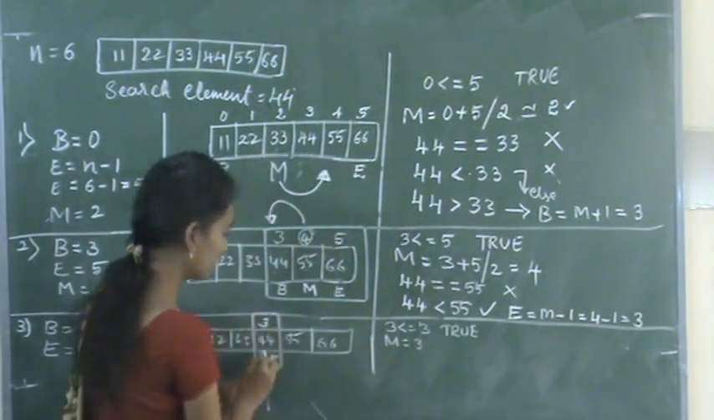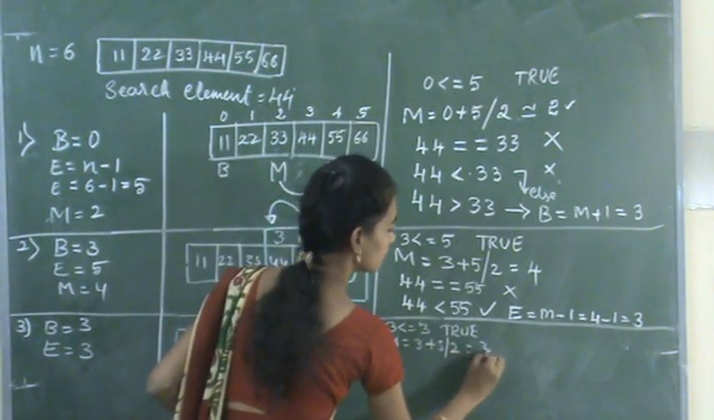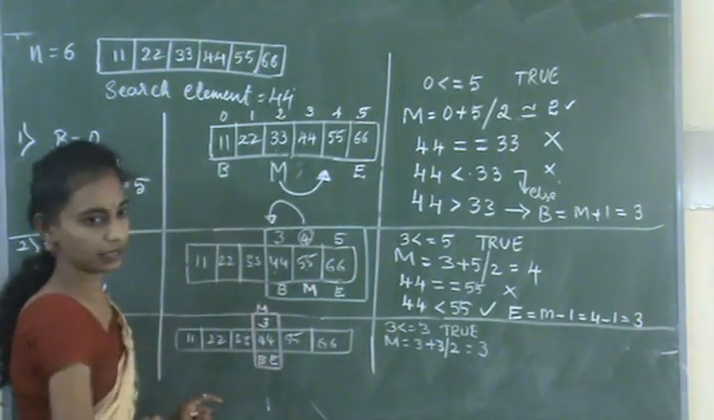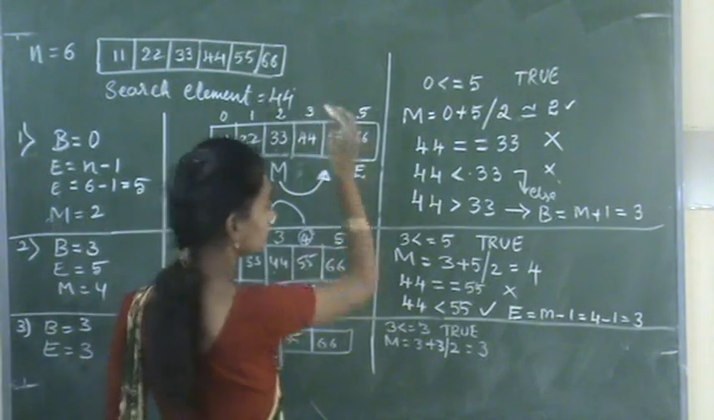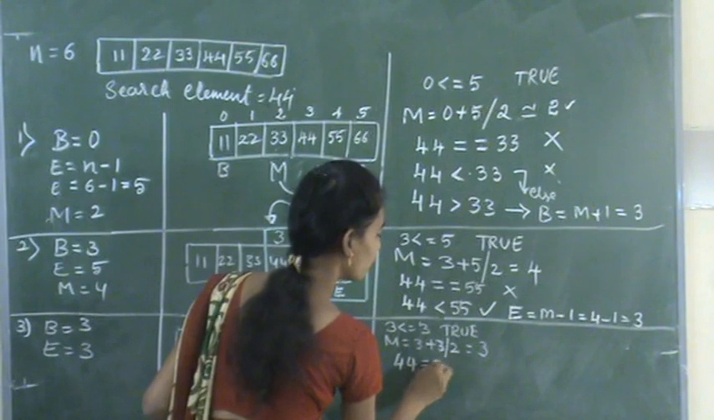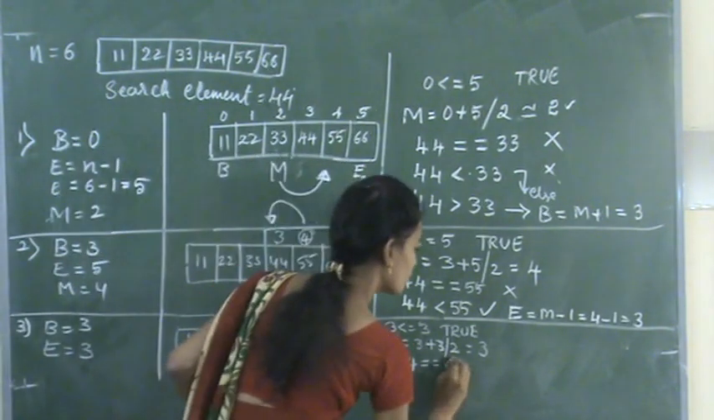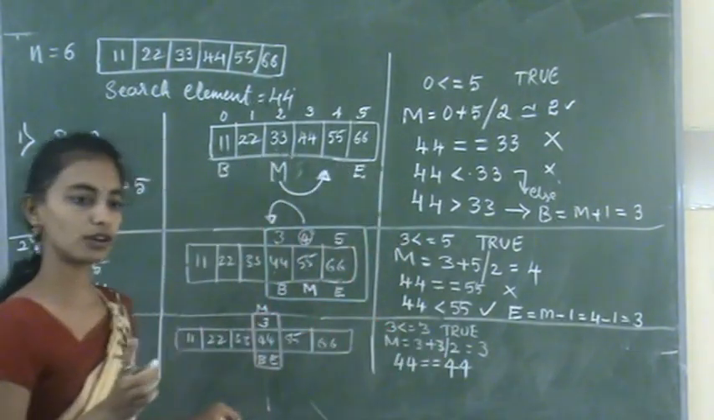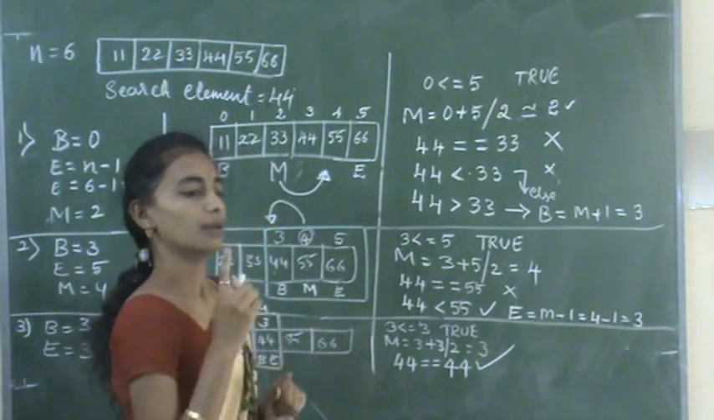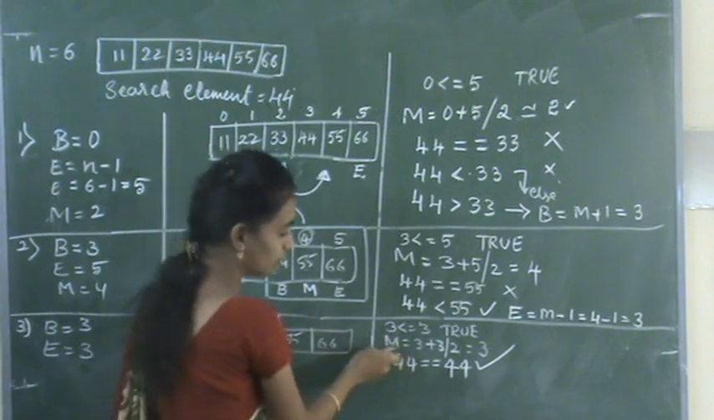What is the beginning? 3. End is also 3. So 3 plus 3 by 2, that is 3 only. So mid is also 3 only. Now compare the search element. The search element is 44, right? So 44 is equal to the mid element, what is the mid element? That is 44. So 44 is equal to 44. That is true, right? So now change the position value to mid.